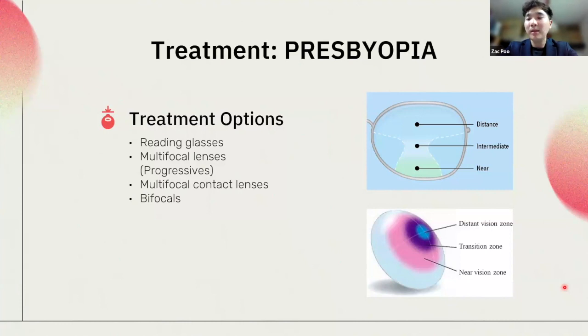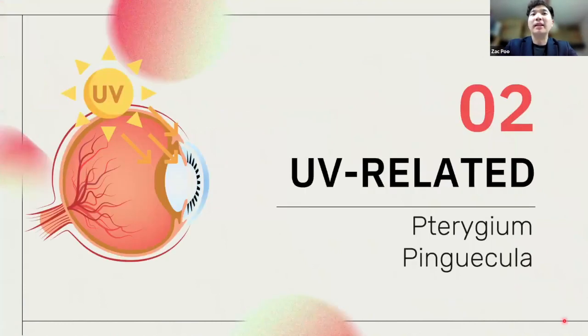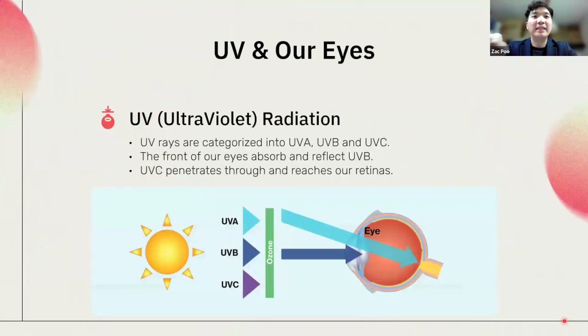Okay. Next up will be another eye disease, which is UV related. This is known as pterygium and pinguecula. I'll tell you how they happen. Like the name suggests, it is caused by UV rays. Let me go through what UV rays are first, because our eyes absorb them differently. UV rays can be categorized into UVA, B, and C. UVC is usually absorbed by our atmosphere, and UVA and B are the ones that are absorbed by our eyes.